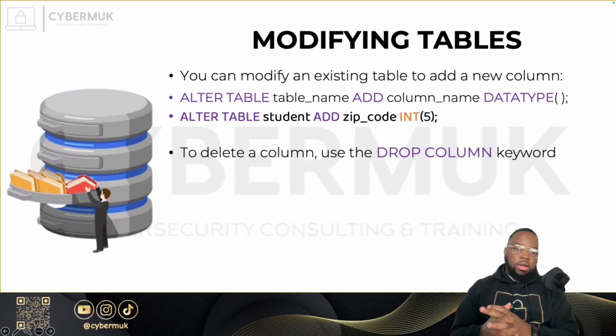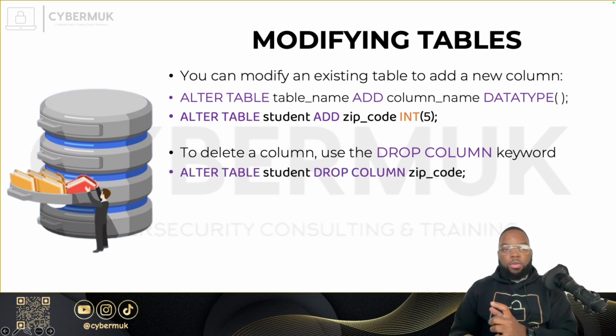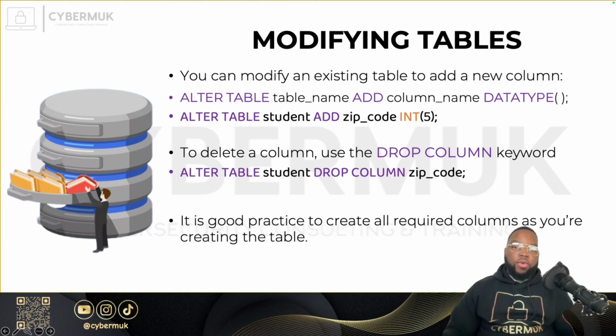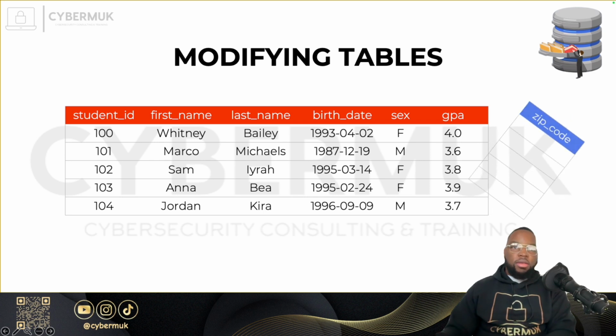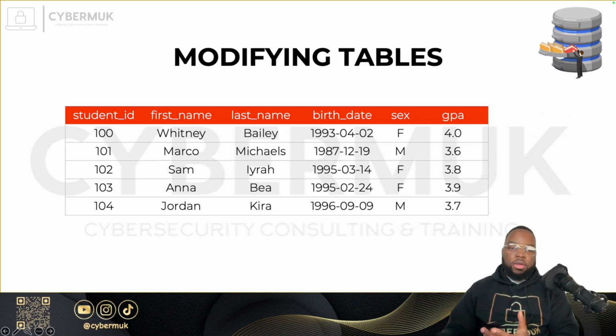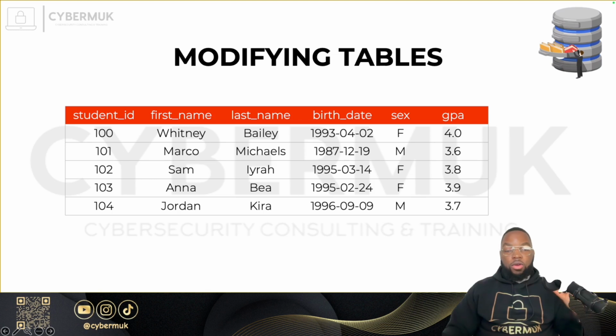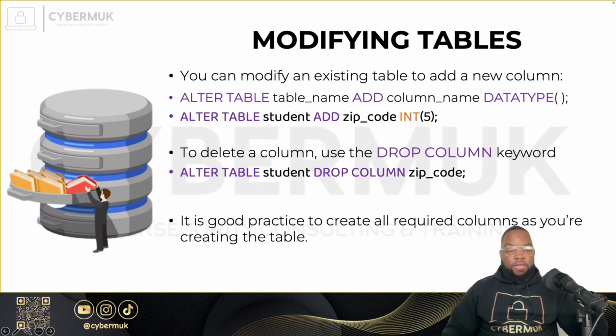To delete the column, you simply use the drop keyword, drop column. So alter table student, and then you drop column zip code. So this is the keyword that you can use. Now it's always good practice to create all the required columns as you're creating your table so that you don't get confused after. Because if you delete the column after, this is what it will look like and you will get back to the original version. So let's go ahead and try to modify that table, add the zip code column and delete it.